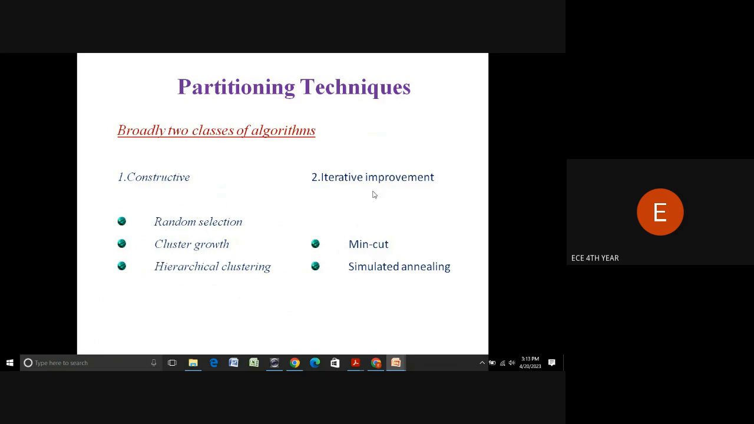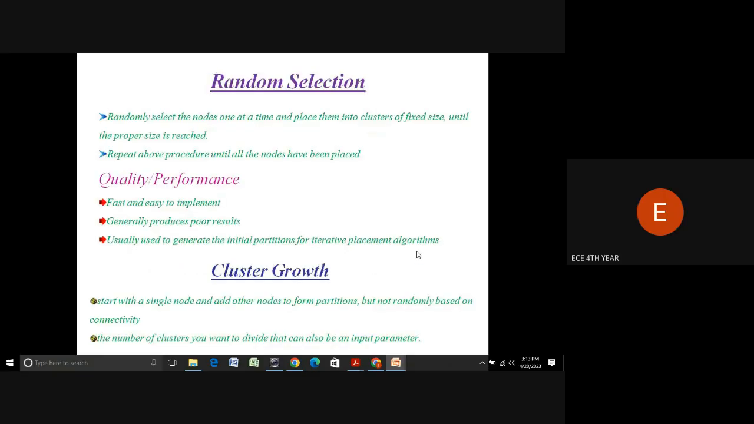And today I will discuss the min cut, a very important topic. This is the most important topic from the partitioning algorithms. You can mark it with a double star even. And simulated annealing as well is very important. But today I will discuss the min cut algorithm. The random selection, its quality and performance were all discussed, and I will share this PPT with you as well.